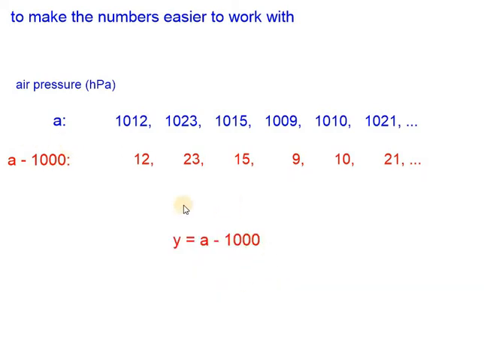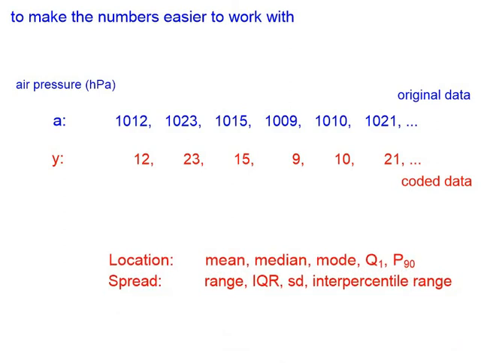You will be given a coding formula. So I can replace the a minus 1000 here with y. So we have the original data in blue, and I've got my coded data in red. And using the coded data, we could work out any measure of location. So that could be one of your averages, the mean, median or mode, or things like your quartiles or percentiles. You could work out any measure of spread, so range, interquartile range, standard deviation or interpercentile range.